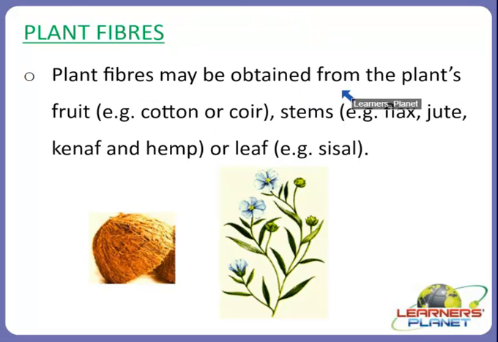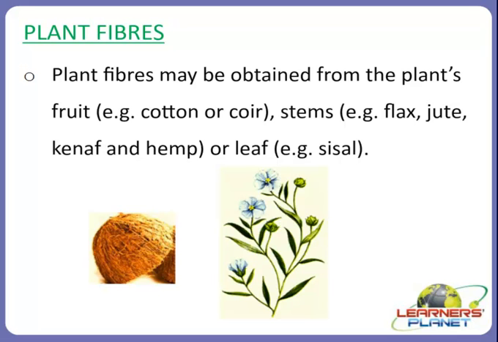Plant fibers may be obtained from the plant's fruit, for example cotton or coir. They may be obtained from stems, for example flax, jute, kenaf and hemp. Or they may be obtained from leaves, for example sisal. This is a picture of coconut coir, which is obtained from a coconut plant. And this is a picture of a flax plant, from which flax or linen is obtained.